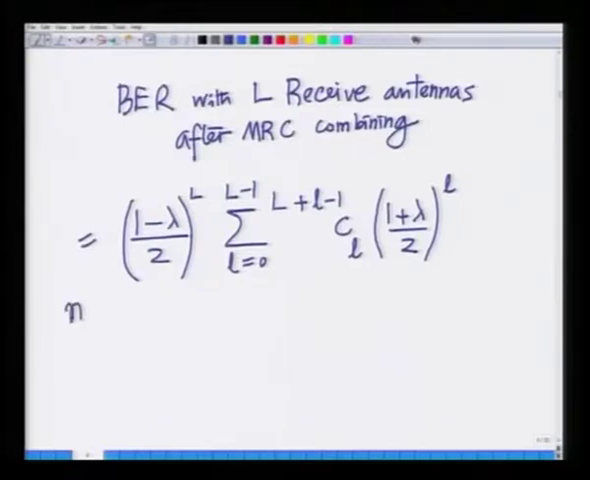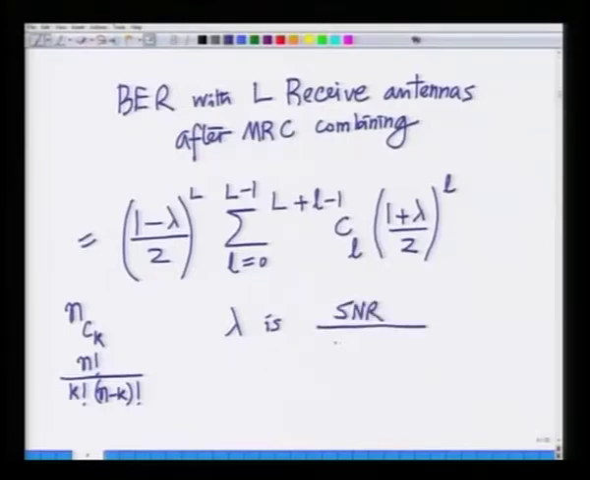Remember, n choose k, or nCk, is nothing but n factorial divided by k factorial times (n minus k) factorial. So, this is the sum over small l of (L plus l minus 1) choose l, times (1 plus lambda over 2) to the power l, where lambda is defined as the square root of SNR divided by 2 plus SNR.